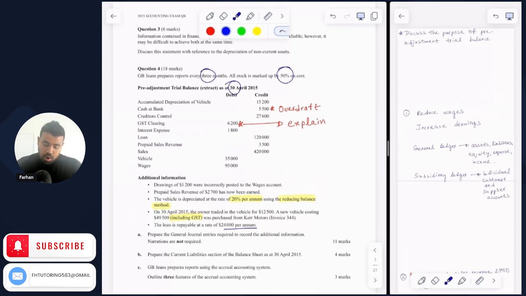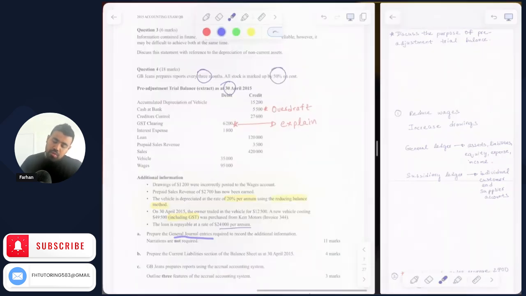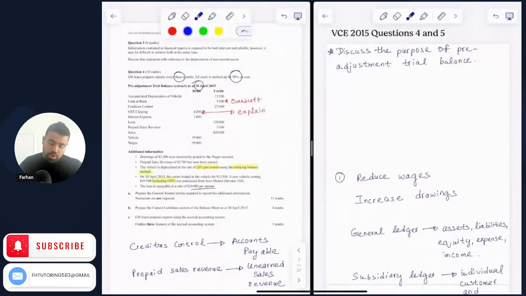All right, so we're given the pre-adjustment trial balance extract as of 30 April 2015, and then you are given some additional information. And as you know, the first requirement is to do the journal entries. Now, on the right-hand side of the screen, you can get to see all the workings.